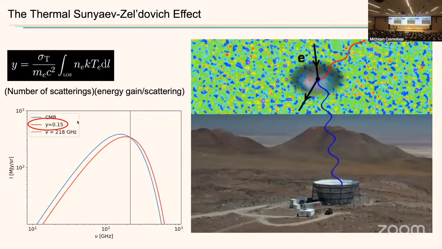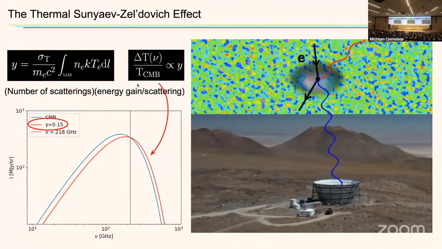We encapsulate this signature in terms of Compton Y. That's this Y parameter. It has no units. It is the number of scatterings times the energy gain per photon scattering. And you can express it in terms of this integral, which takes into account the Thomson scattering cross-section, and then is a line of sight integral of the temperature of that electron. So you need to make either some assumptions or have some knowledge of whatever temperature you're looking at in terms of the gas, and then the electron number density. This gives you a proportionality to the temperature shift you see associated with that effect.